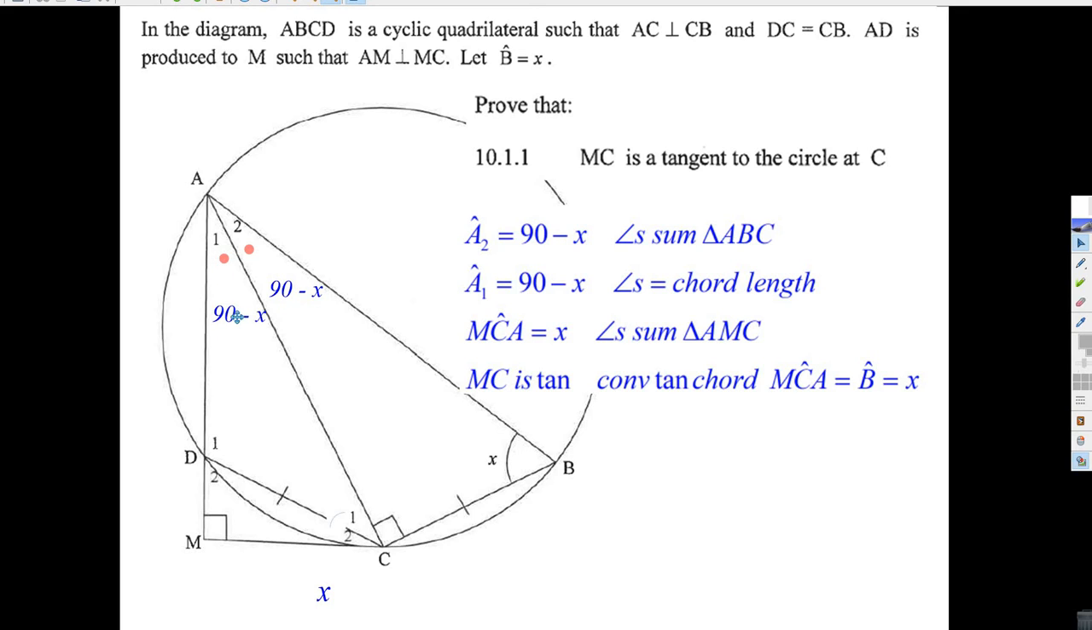And this angle A1 must be 90 minus x because it opens up to an equal chord length. Equal chord length, angles on equal chord lengths. So that must be the same angle, 90 minus x. Now, in triangle AMC, if that's 90 minus x and that's 90, by angles in a triangle, that must be x. Well, then we've done it. We've shown that MC is a tangent because of the converse of the tan chord theorem. The angle between the tangent and the chord equals the angle up at the top of the triangle here, and there we would have proven that one.